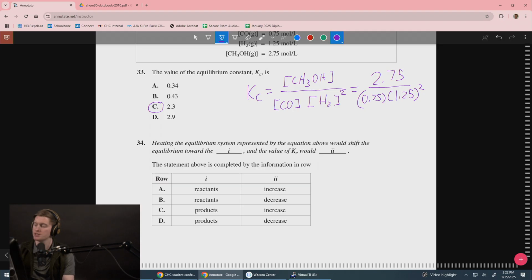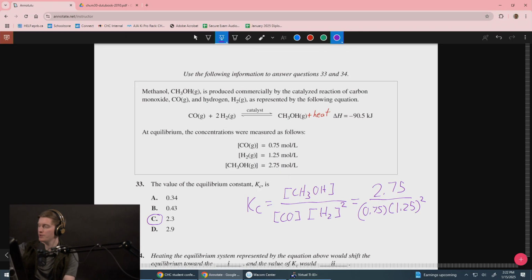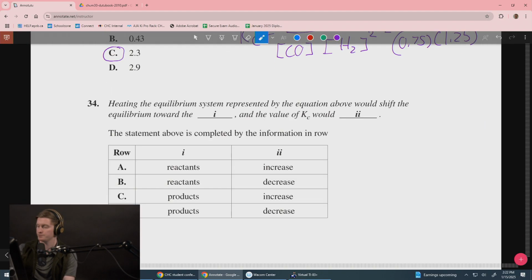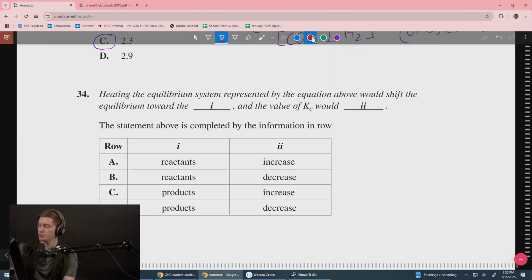Heating the equilibrium system represented by the equation above would shift the equilibrium toward what, and the value of Kc would do what? Well, that's why we put heat in our chemical equation. Remember that we shift away from increases. So we are increasing the temperature, so heat will increase. We will shift away from increases, which means the concentration of our reactants will go up and the concentration of our products will go down. So we're going to shift towards the reactants.